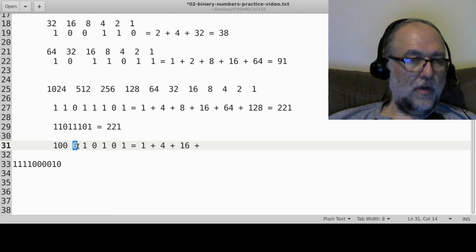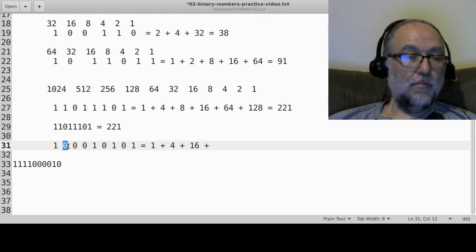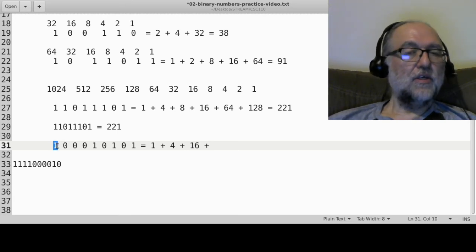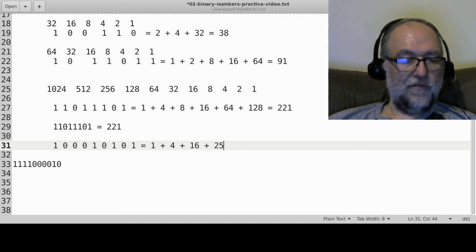This is the 32 column, but there's nothing in the 32. This one is the 64 column, nothing in the 64. This one is in the 128 column, but there's nothing in the 128. This one is in the 256, so that's your last number. 256, like that. And what's that equal to?